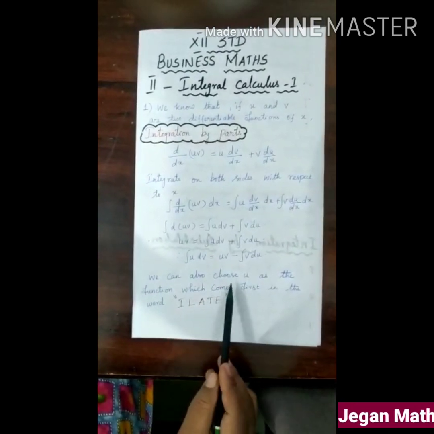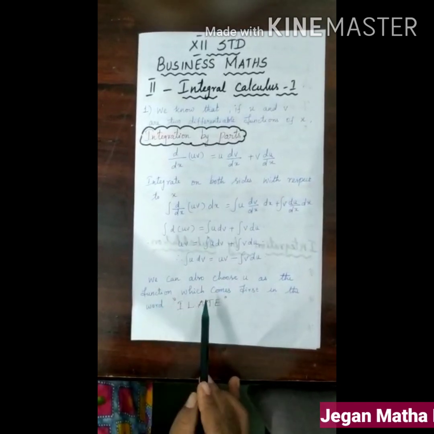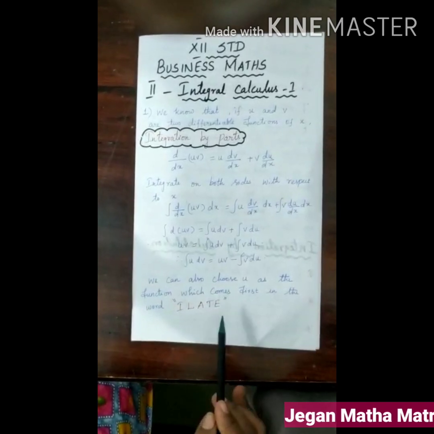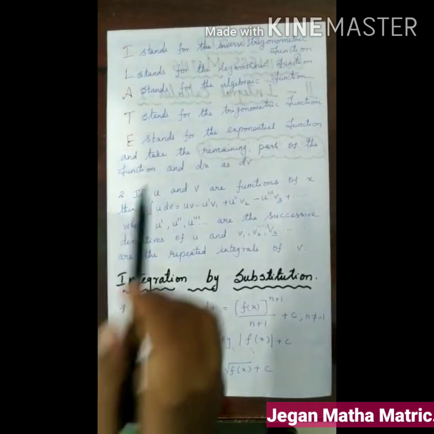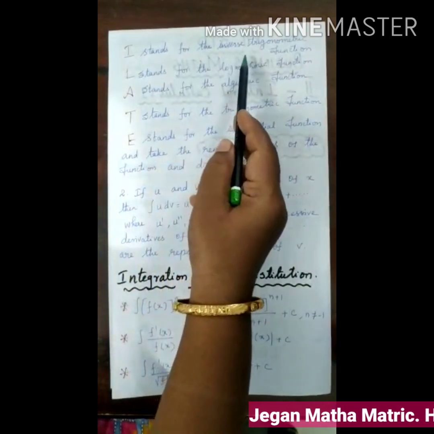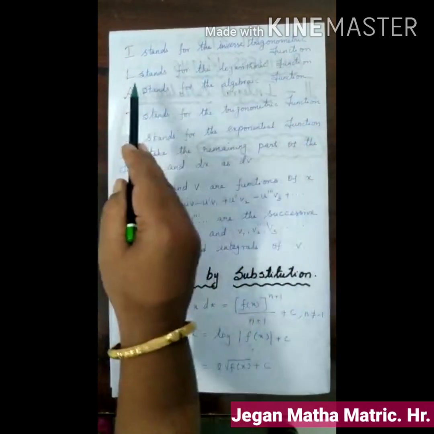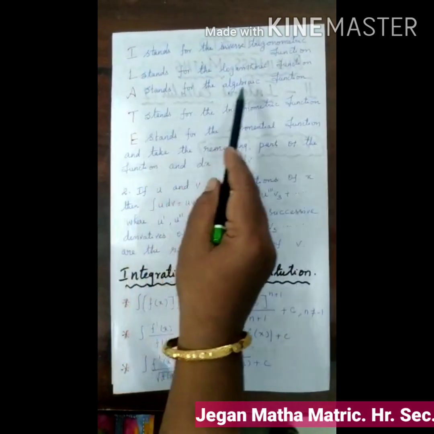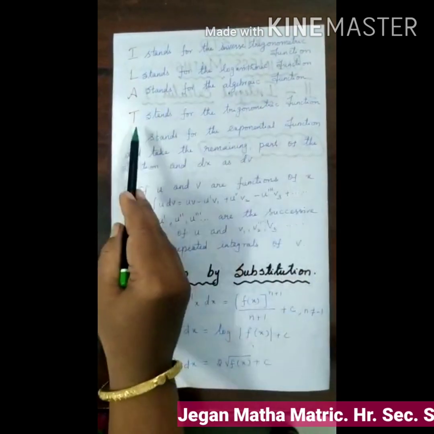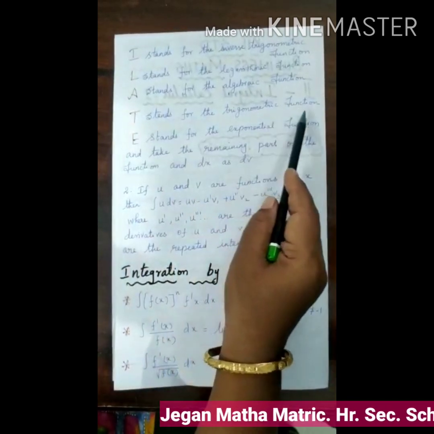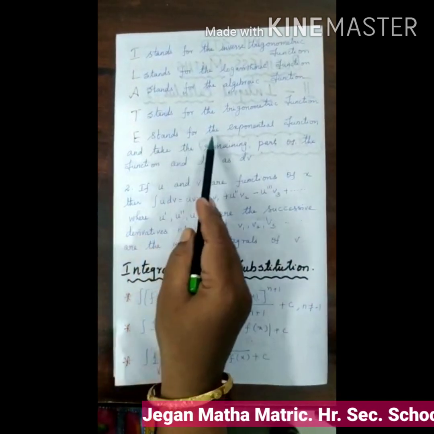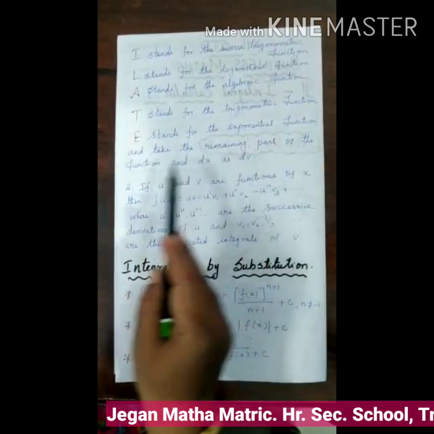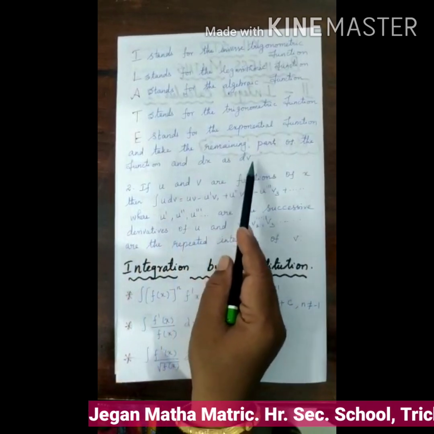We can also choose u as the function which comes first in the word ILATE. I stands for the inverse trigonometric function. L stands for the logarithmic function. A stands for the algebraic function. T stands for the trigonometric function. E stands for the exponential function. And take the remaining part of the function and dx as dv.